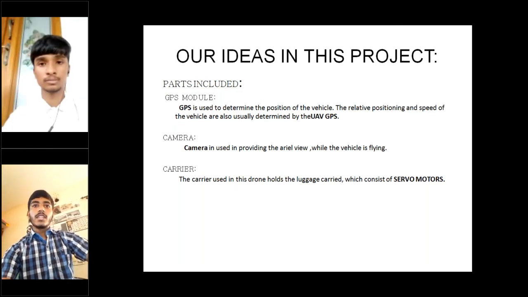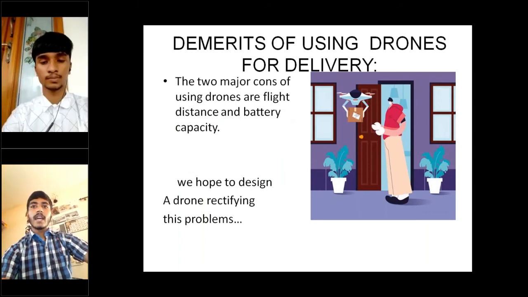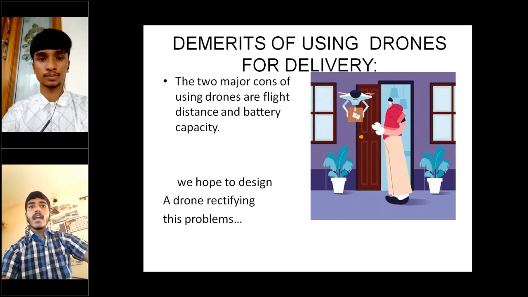Some of the demerits of using drones are flight time and flight range. These can be rectified by using a battery with higher capacity and lower weight, as we are trying to rectify these cons.